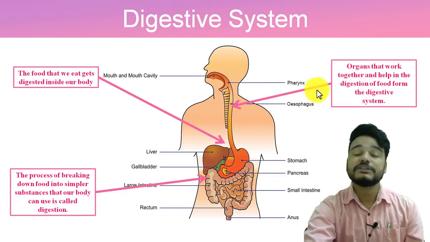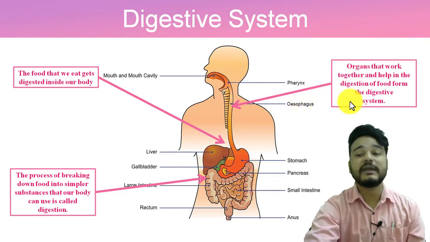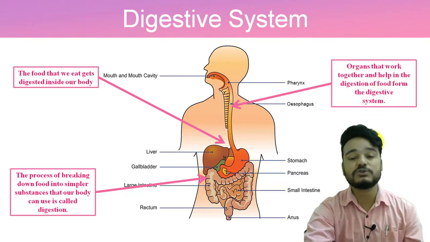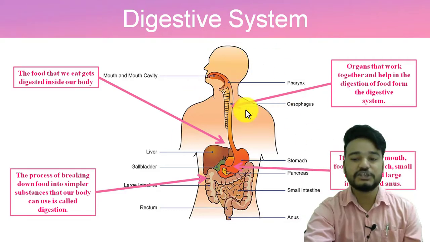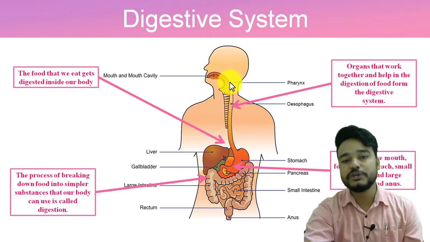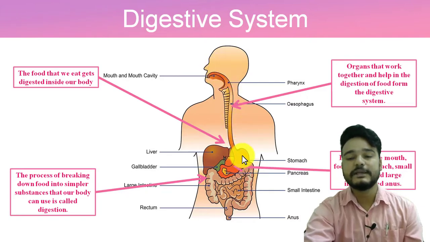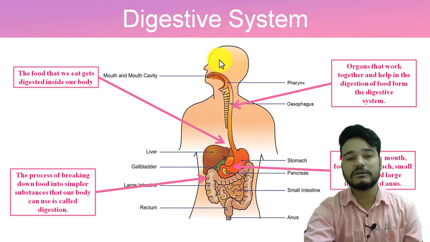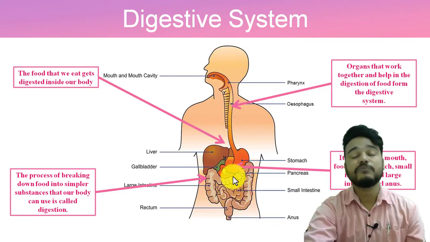And so these organs that work together and help in digestion, okay, these organs form the digestive system. So which are those organs? So you can see here it includes food pipe, or this is called esophagus also. This is the food pipe, which moves the food inside. Okay, so the mouth, food pipe, then our stomach, then our small intestine, large intestine, and anus. So these are the organs that form our digestive system.